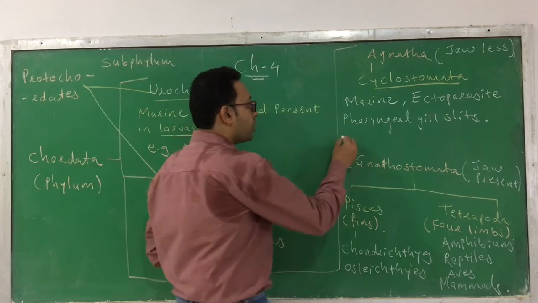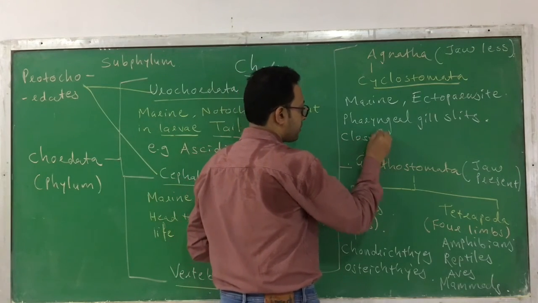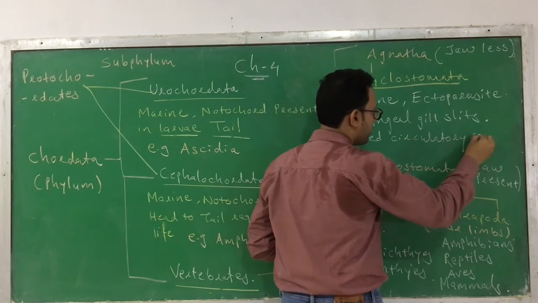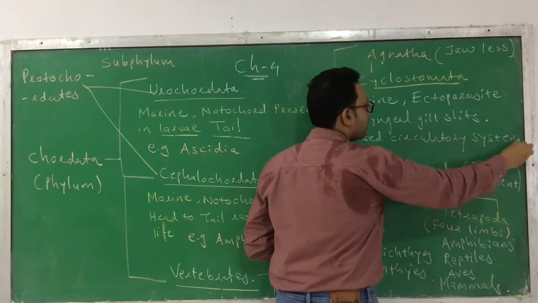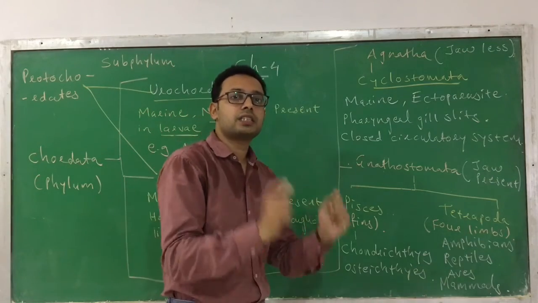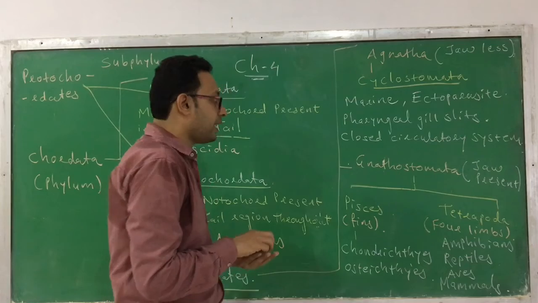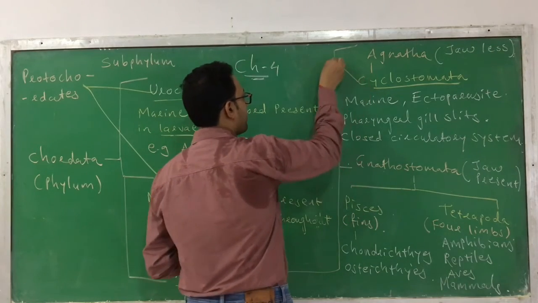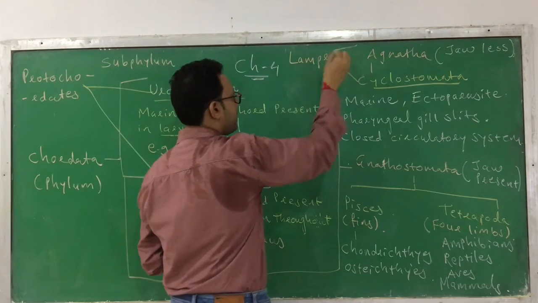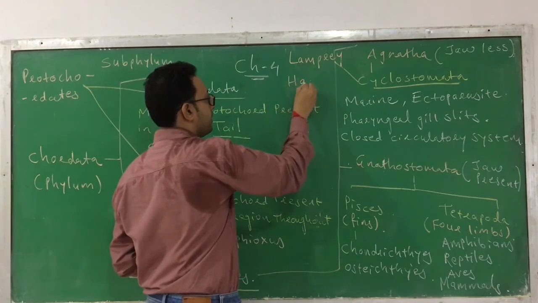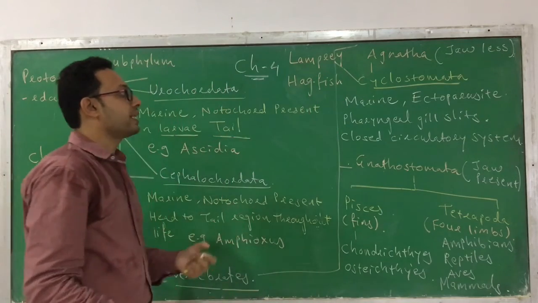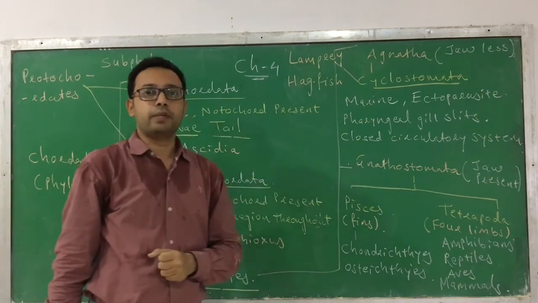Here a closed circulatory system is present. What kind of circulatory system is present? A closed circulatory system. So these are the characteristics of an animal which falls under the class Cyclostomata. The examples of this Cyclostomata are, which are the examples? I am writing the examples over here. It is lamprey and the second example is hagfish. So these are the two examples of Cyclostomata.